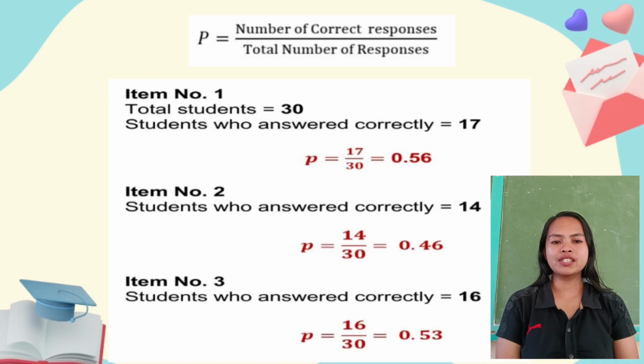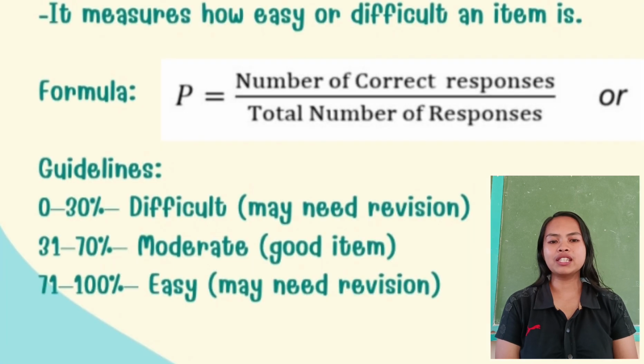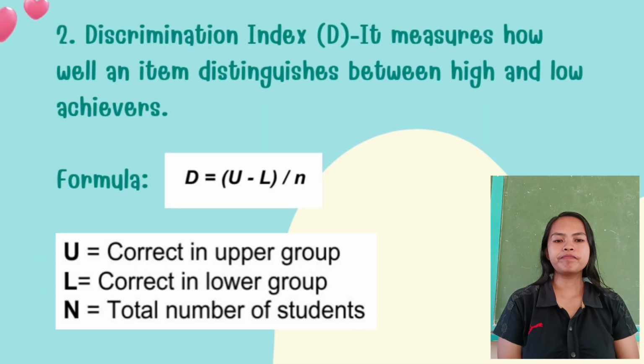Item number 3 has the correct answer of the students, 16, and we will divide it also by 30. The answer here is 0.53. And later on, we'll see in the guidelines where it belongs, whether moderate, easy, or a difficult item. And now, we'll proceed to the discrimination index.